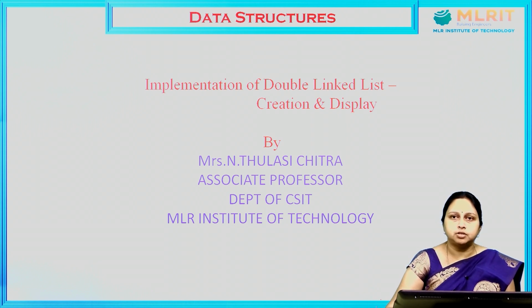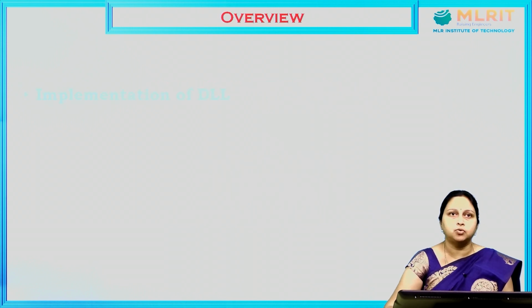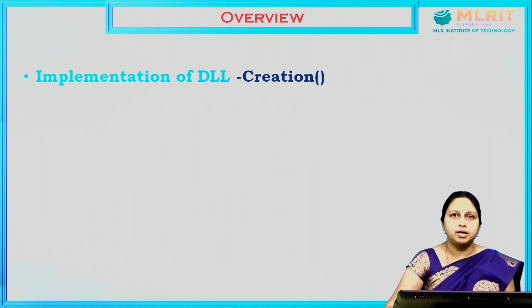In the previous session, we discussed the double linked list creation and display operations. Now we are going to implement this double linked list creation and display operations for forward as well as backward operations. Let us see the overview of what we are going to discuss: implementation of double linked list creation and display operations.